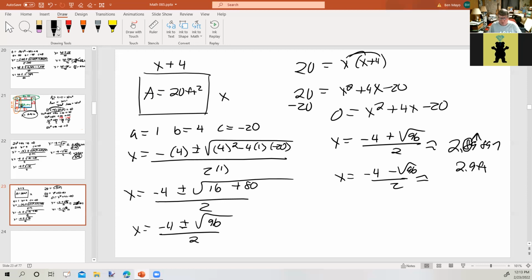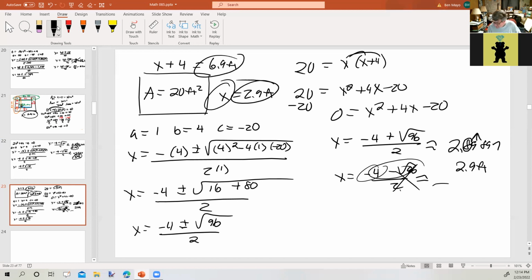Now, you might be thinking, Mr. Mayo, I can see that a negative minus something else divided by 2 is going to be negative, and a negative answer isn't going to work. So in this case, do I even really need to calculate it? No. If you can see ahead that you're going to get a negative answer that can't be a distance, you don't need to calculate it. So this is 2.9 feet. And this would be 2.9 plus 4, 6.9 feet, approximately.